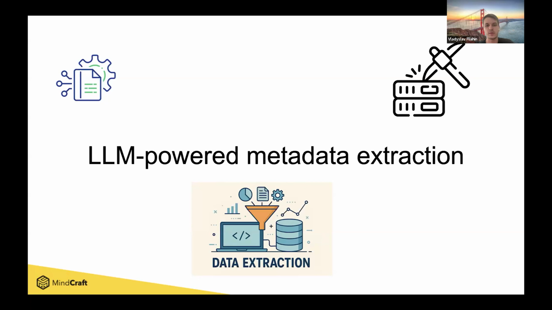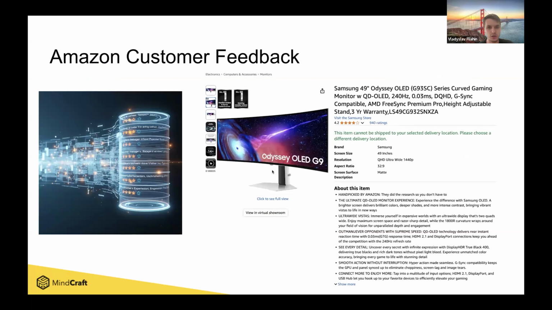And in this part we're going to use LLMs to extract relevant metadata to understand this unstructured text data. And to show the insights, we're going to take a small open source dataset, Amazon customer feedback, with over 35 million records, and we're going to use a subset of it for our journey.